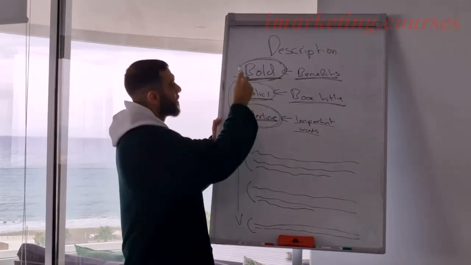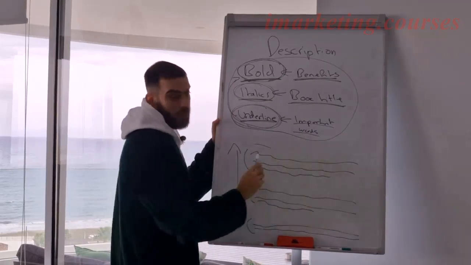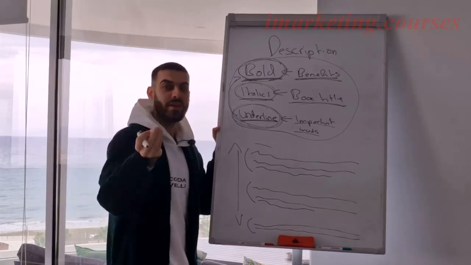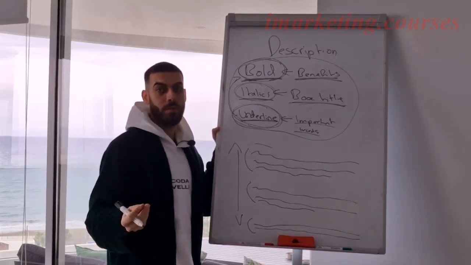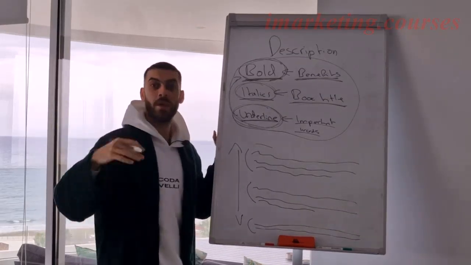So if you implement these 3 in your description and you break everything up into small paragraphs and you have your bullet points, then you can make a very nice, visually appealing description. Because I promise no one is going to sit and read your description from start to finish. They're just going to skim it.